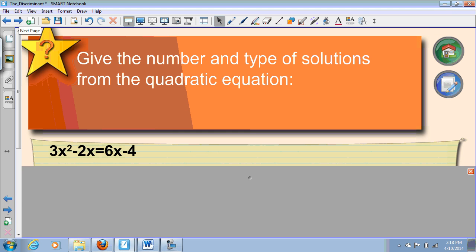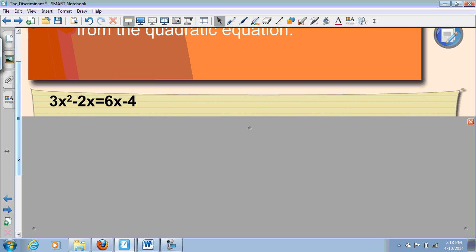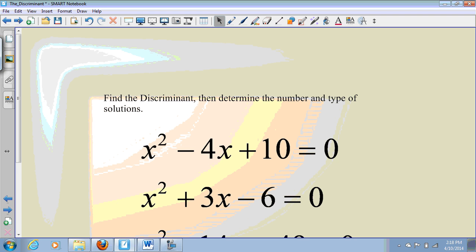Okay? There are a few more practice problems. In this case, what happens when we're not in standard form? We need to get it in standard form, and we know how to do that. So 3x squared, subtract 6x from both sides, minus 8x, add 4, plus 4 equals 0. And now you're ready to go ahead and try to find the discriminant. If you want to do any more practice, you may. Otherwise, you're ready to move on and solve using the discriminant.